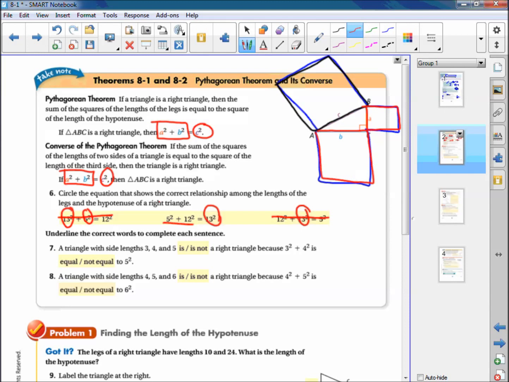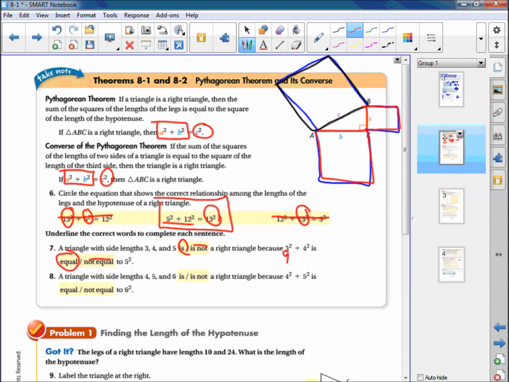Underline the correct words. Oh, we have to circle this. This is the correct one. Okay. Underline the correct words to complete each sentence. A triangle with sides length 3, 4, and 5 is a right triangle because 3 squared plus 4 squared is going to be equal to 5 squared. So let's just show that.